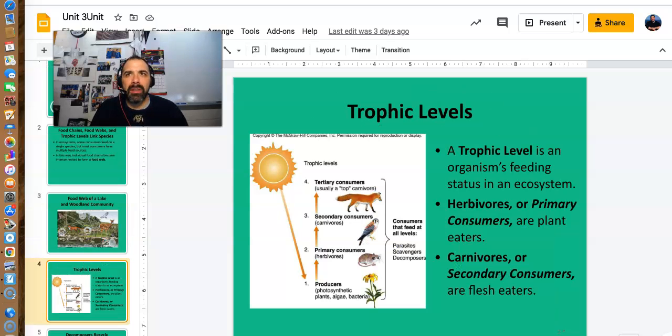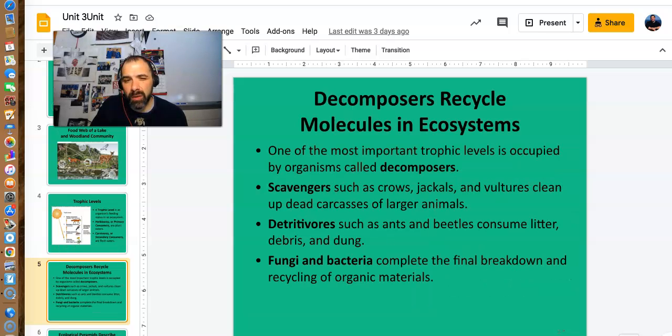So when we talk about these different levels, we need to talk about a trophic level. Essentially, a trophic level is just an organism's feeding status. Herbivores are your primary consumers, or plant eaters, and carnivores are secondary consumers, or flesh eaters. Then you can move on to primary consumer, secondary consumer, and tertiary consumer. Most do not get above quaternary, above 4 levels, because of this loss of energy.